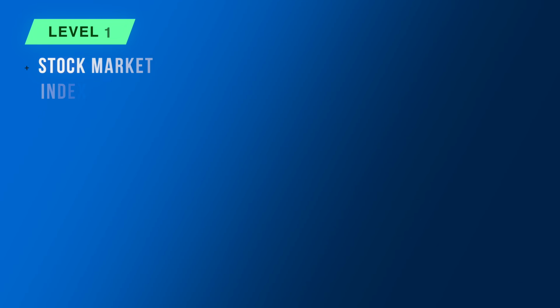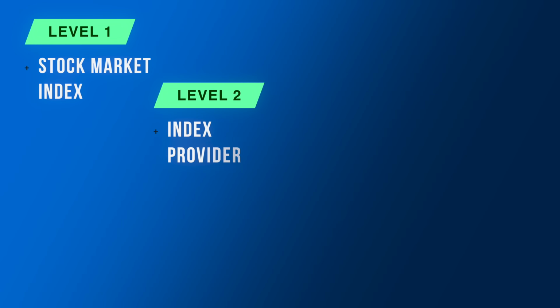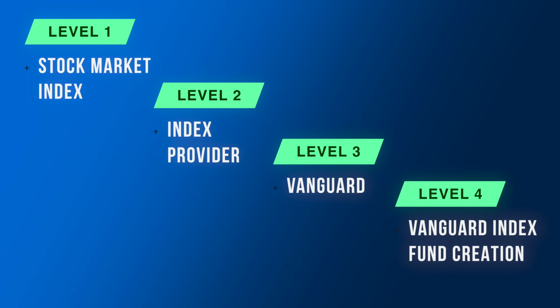I just threw a whole bunch of info at you, so let's recap before moving on to mutual funds and ETFs. At level 1, we have the overall index like the S&P 500, the Nasdaq, and the Dow Jones. Then at level 2, we have the index/benchmark providers that create different products that track these indexes. At level 3 and 4, we have Vanguard, who will license these index tracking products from one of these index providers to create their index funds.